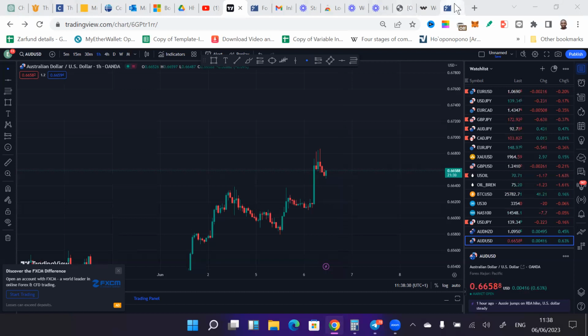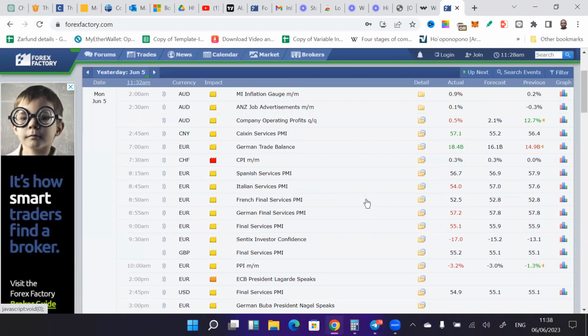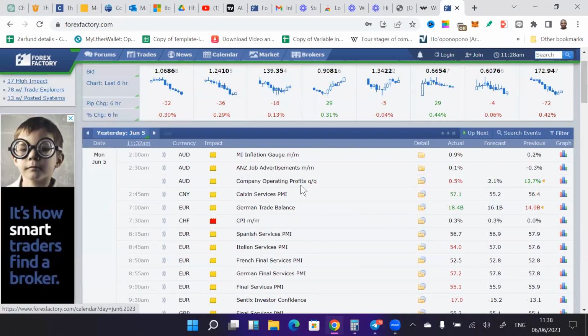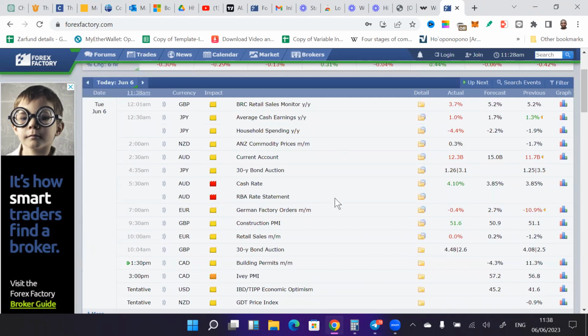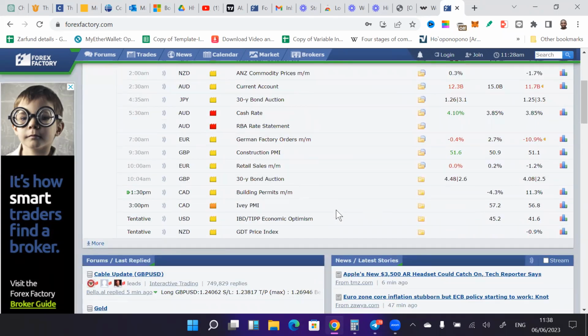Because when we come to Forex Factory, for example, look at Forex Factory right now. This is yesterday. Let's look at today. Okay. So today now we have AUD cash rate. AUD cash rate is the only news that we have today.